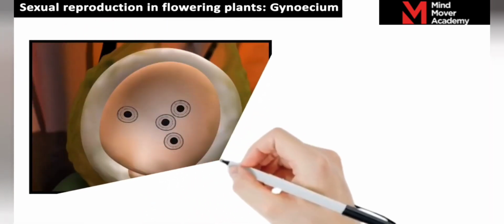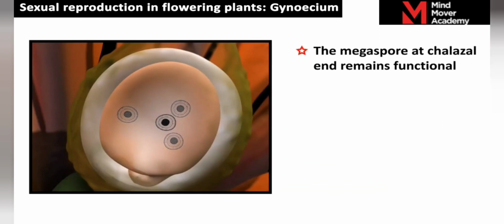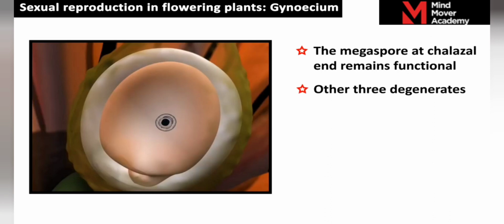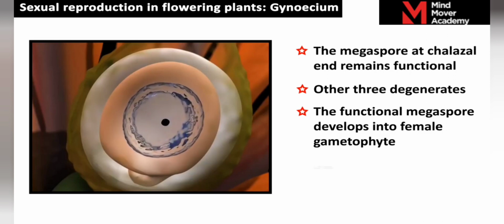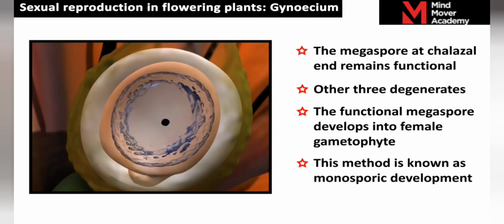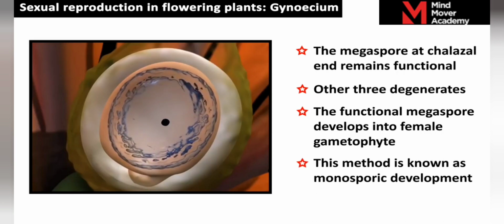In a majority of flowering plants, the megaspore at the chalazal end remains functional while the other 3 degenerate. Only the functional megaspore develops into the female gametophyte, that is, the embryo sac. This method of embryo sac formation from a single megaspore is termed as monosporic development. And as discussed earlier, the embryo sac is a large oval cell in which fertilization and development occur. Now let us study the formation of the embryo sac in a detailed manner.